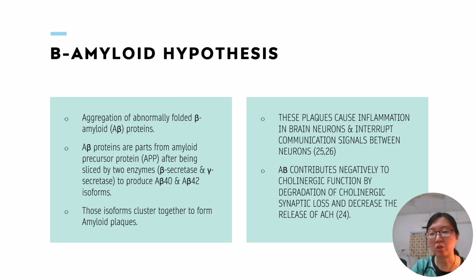And there is also a correlation of beta amyloids with the decreased level of acetylcholine, whereby the beta amyloids will negatively influence the cholinergic function and cause a decrease in the acetylcholine level.